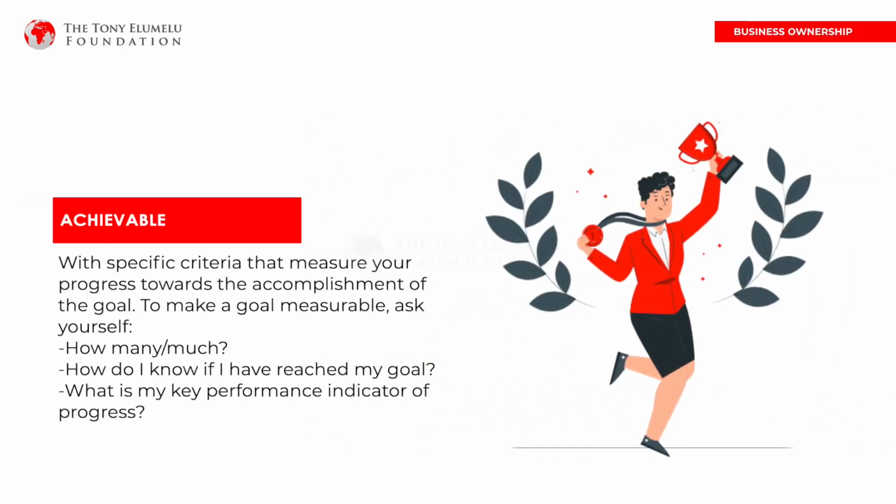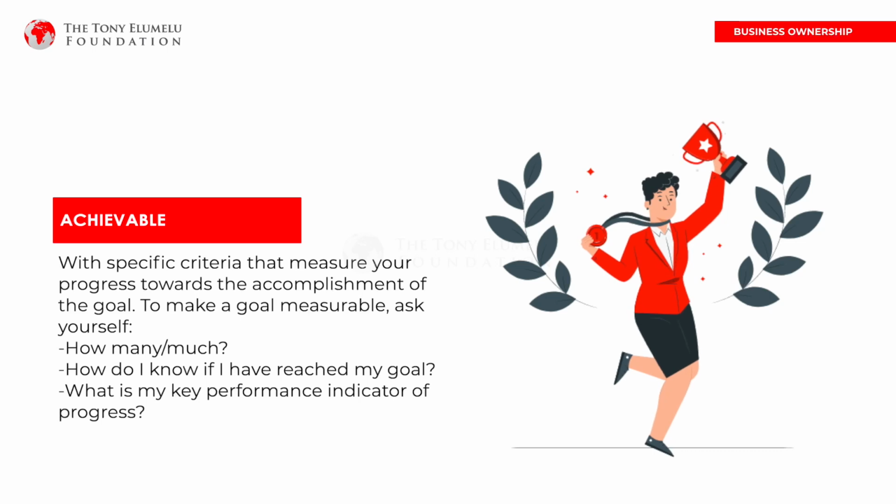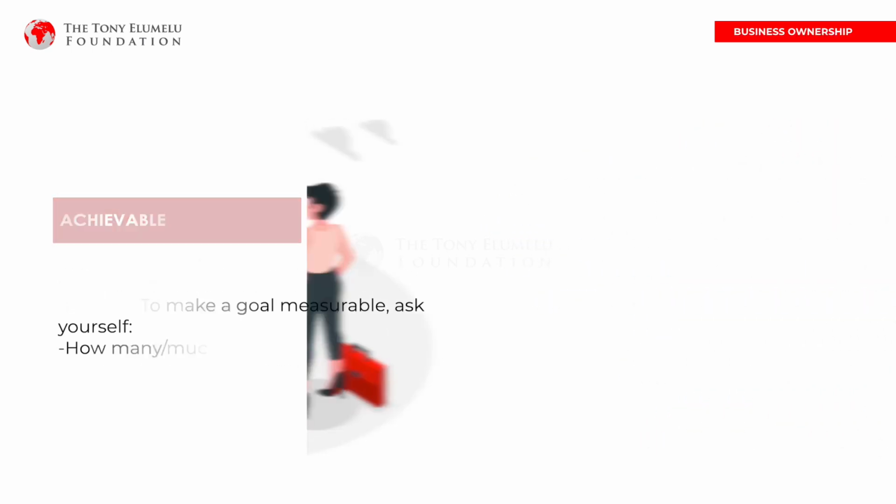Achievable: your goals should be attainable and not impossible to achieve. Ask yourself, do I have the resources and capabilities to achieve the goal? If not, what am I missing? Have others done it successfully before?